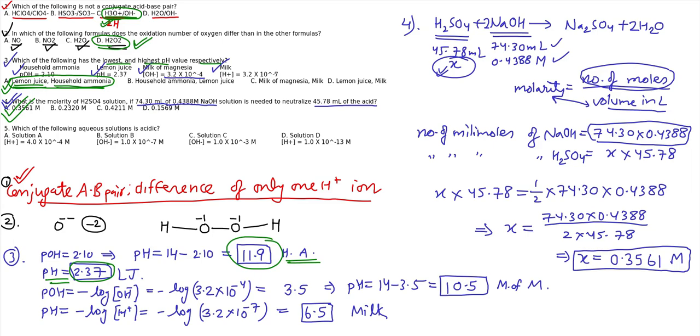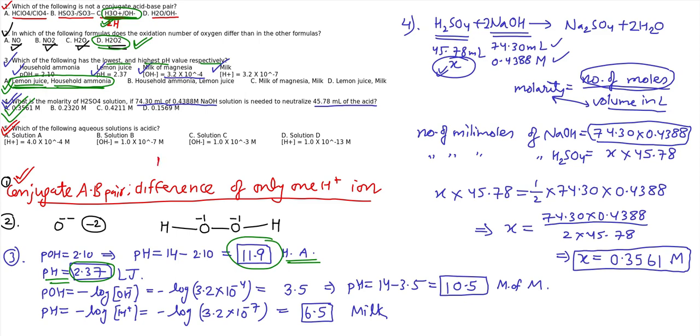Okay, now we have the last question left. Let us see how we will do that one. The last question says, which of the following aqueous solutions is acidic? So let's find. The H plus ion concentration is given in the first answer, that is fine. For solving this question you can do it directly also.